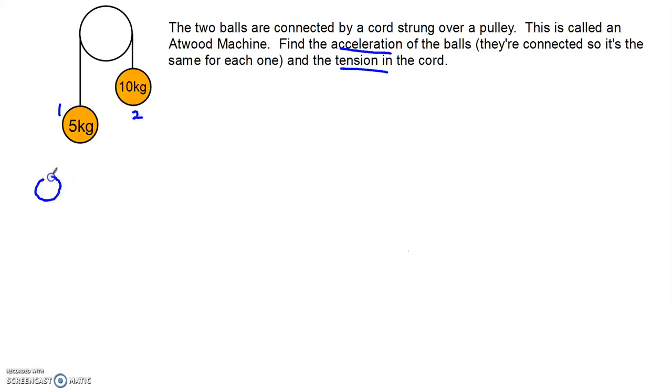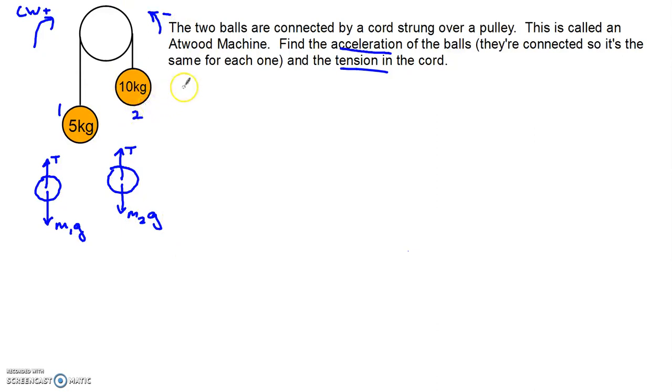So for mass 1, the free body diagram will look like tension upward and M1G downward, the weight of that object downward. For this object, it is tension upward and M2G downward. Now, signs: anything that would go clockwise is positive, and anything that would go counterclockwise is negative.